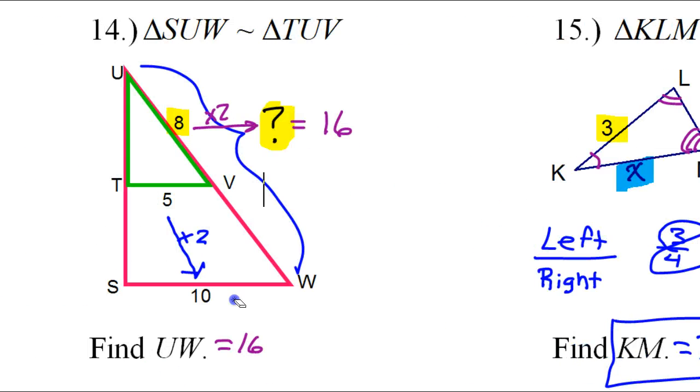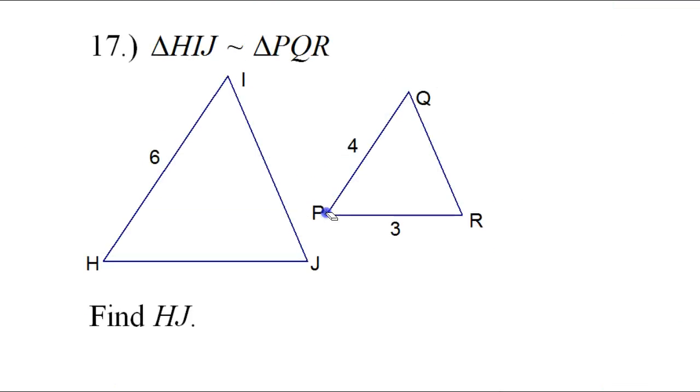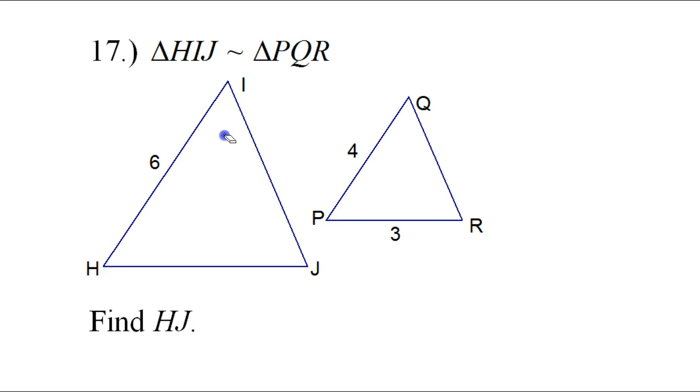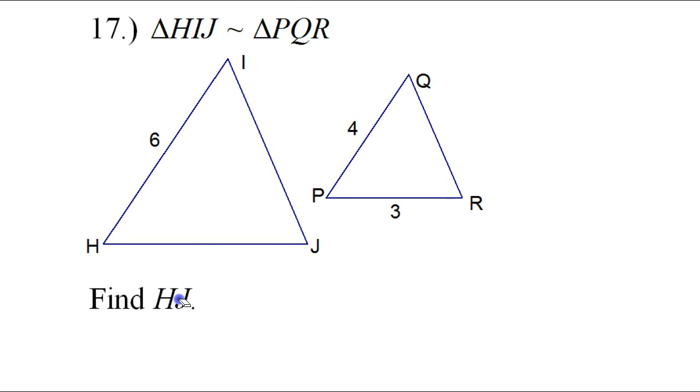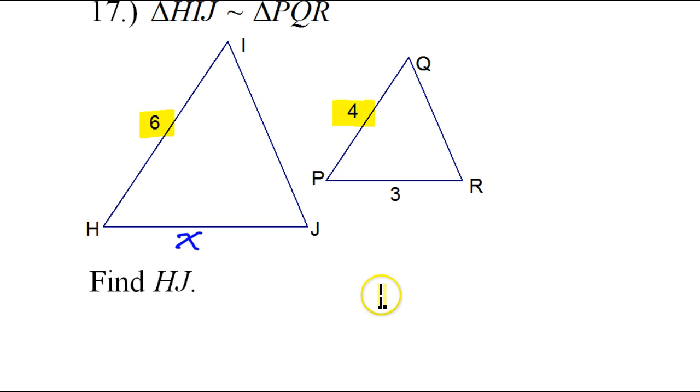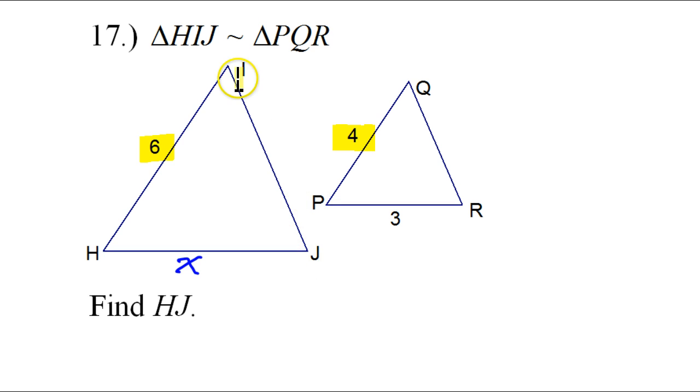What's next? Number 17. Alright, HIJ is similar to PQR. So it's similar just the way that it looks. Find HJ. So we are looking for this right here. Start with corresponding sides where you know both numbers. So this is not a nice multiple. So I like to use a proportion when I have this type of situation.